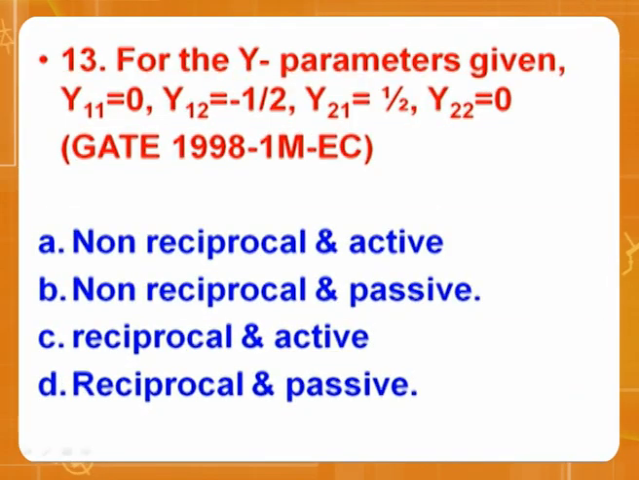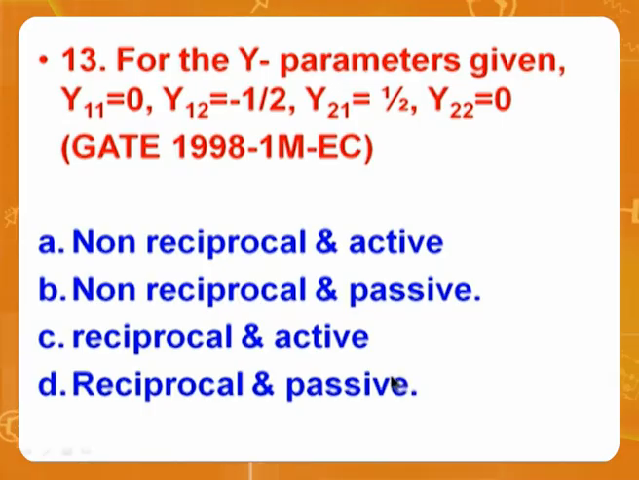Question number 13. For the Y parameters given, Y11 is 0, Y12 is minus 1 by 2, Y21 is 1 by 2, Y22 is 0. If all these parameters are given to you, can you cross-check what I am saying? What is this circuit basically? Is it a non-reciprocal circuit? Active, non-reciprocal, passive, reciprocal, and active, reciprocal and passive. What exactly does it mean?